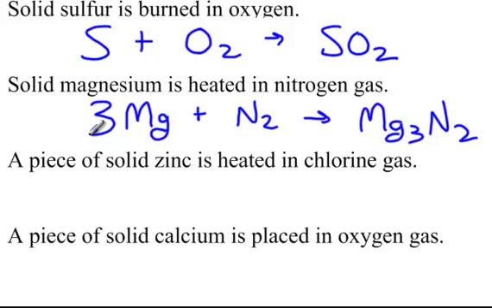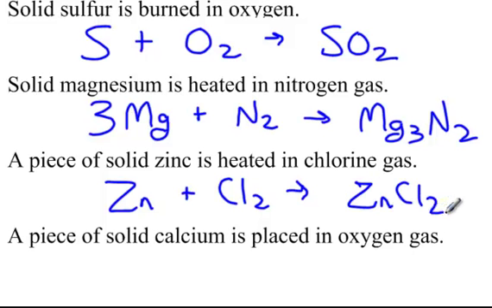The fourth reaction here, we have solid zinc, that's Zn, plus chlorine gas, that's Cl2. And we're going to get zinc chloride, ZnCl2. And that's using the correct crisscross from zinc having a +2 charge and chlorine having a -1 charge.